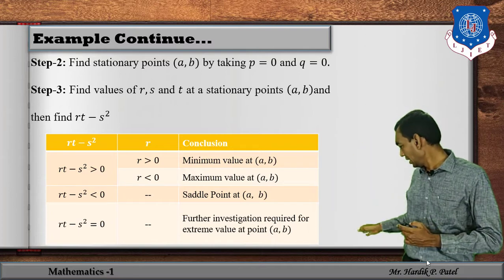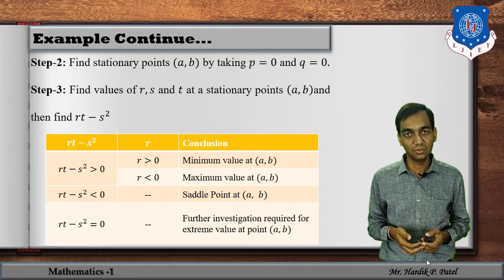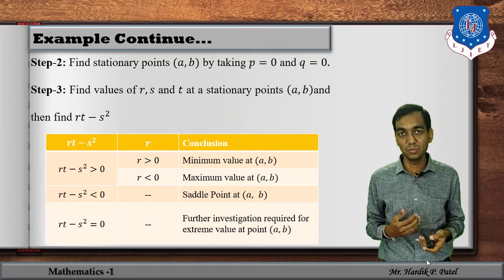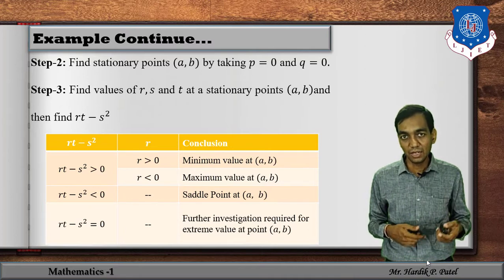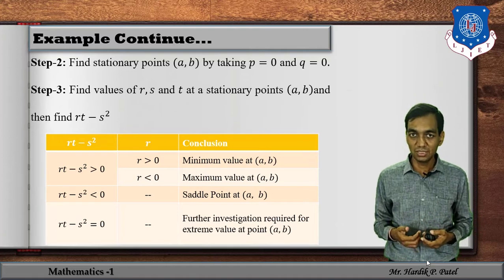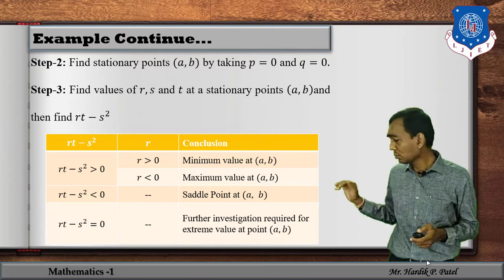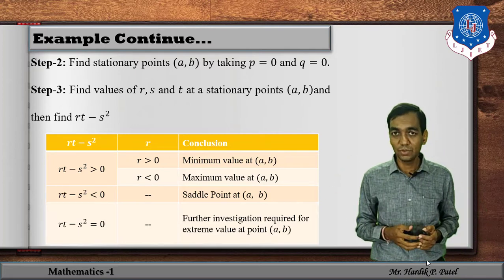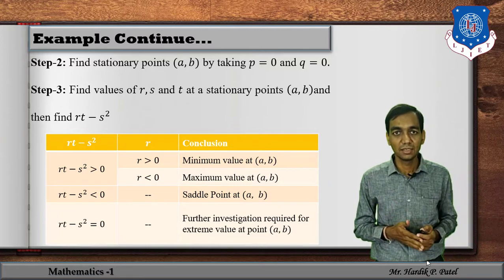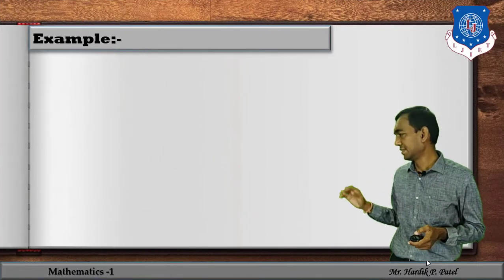And if rt minus s square is equal to 0, then we have to do further investigation. That means you cannot say anything about maximum, minimum or a saddle point, and you have to apply another test to investigate the extreme value at that point. Now this is the same as whatever you have learned for one variable. Here the only extra condition is rt minus s square greater than 0. Now we are going with an example.